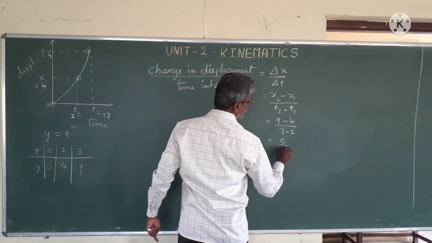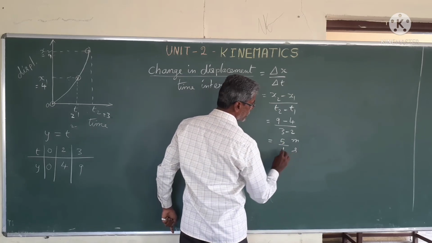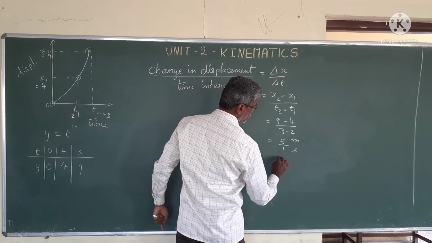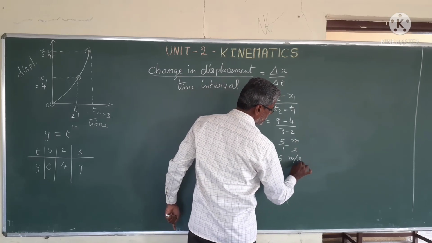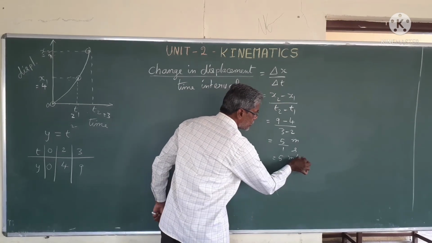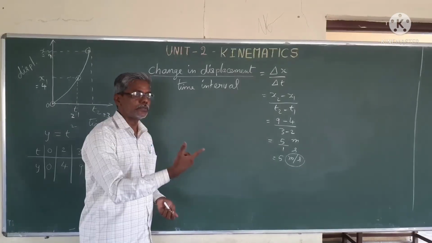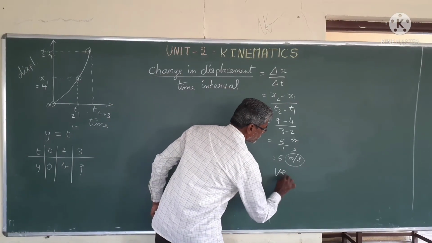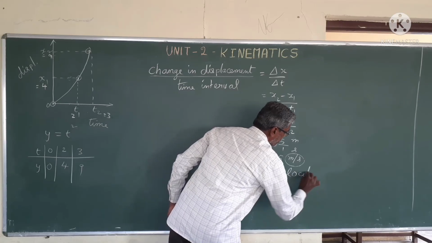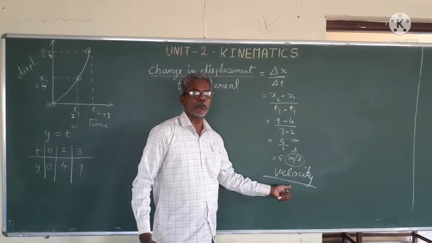So 5 by 1. This is meter. This one is what? Second. So I can write 5 meter per second. This unit, meter per second, is for which physical quantity? This is nothing but velocity. This unit is for velocity.